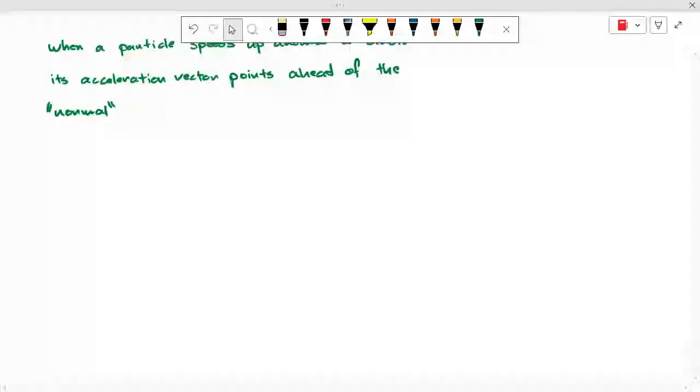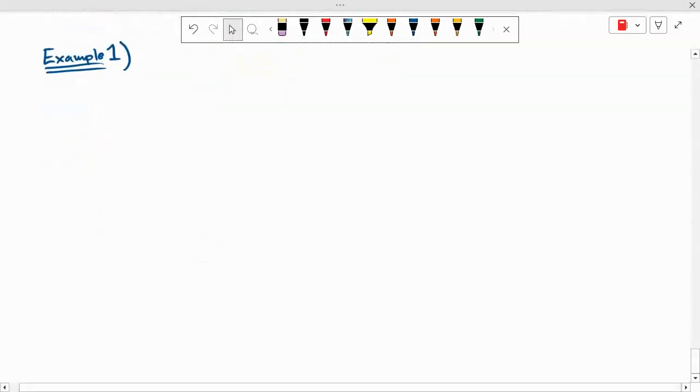I'm going to give an example now. These first two examples are sort of trivial algebraic examples, but they start to cultivate some physical intuition, so it's not a bad thing. For example one, I'll just write it out and then read it.